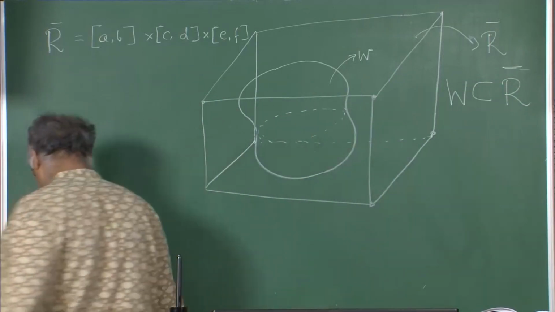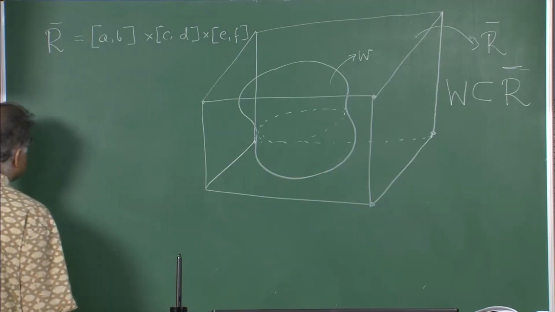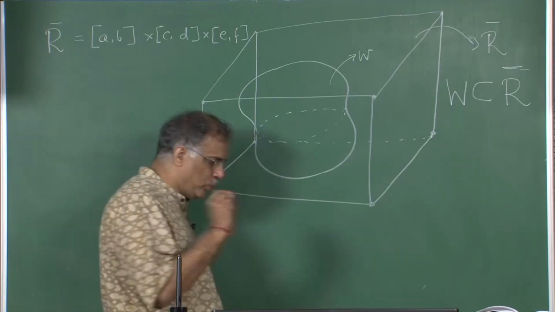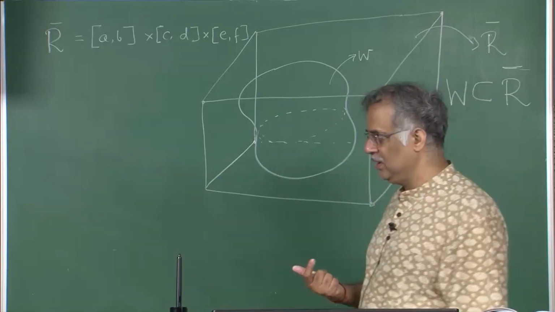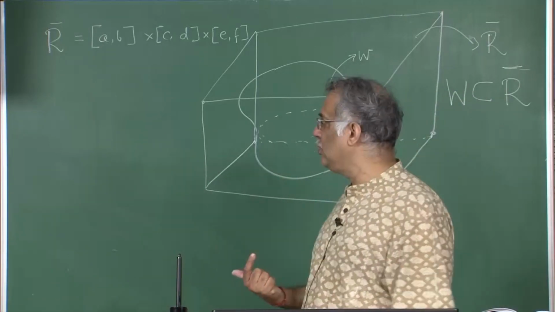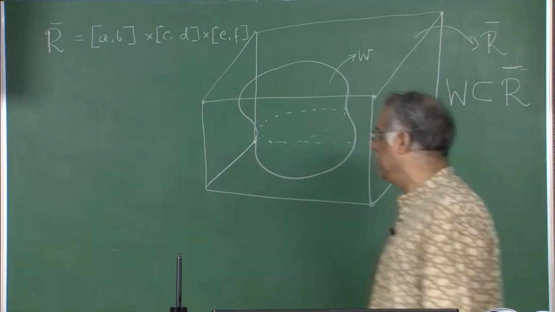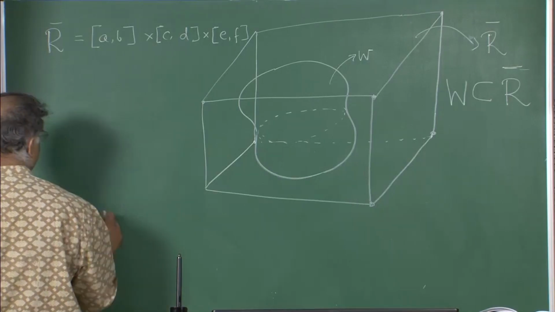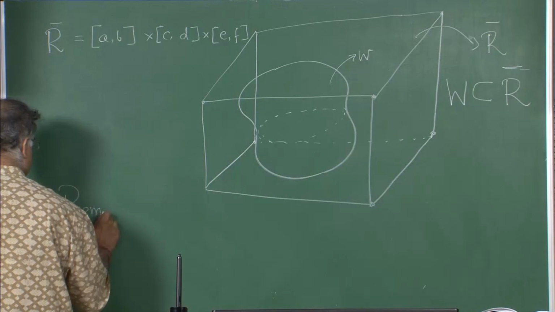Then, call any point in the ijk-th rectangular parallelepiped c_ijk, because here I have length, breadth and height. So, you construct the Riemann sum. The Riemann sum in this case looks like this.